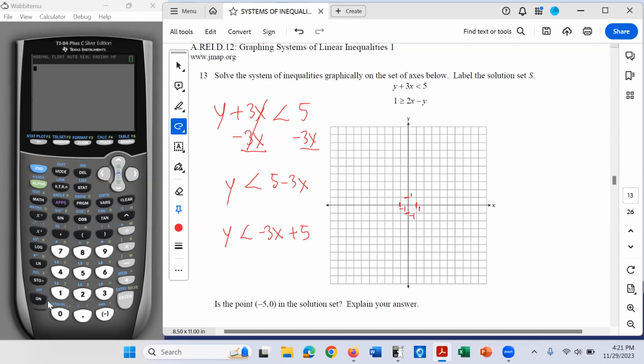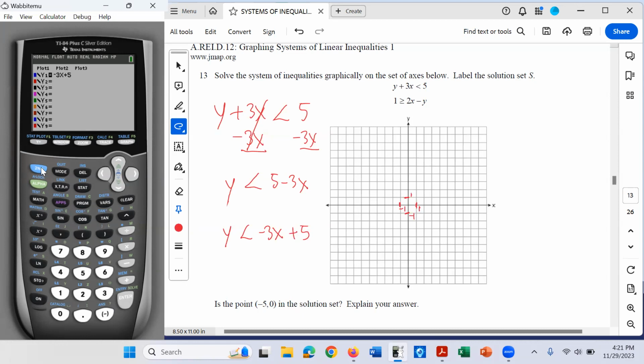So I got my calculator to the left. Make sure I turn that on. I'm going to click on y equals. Then I'm going to put this in. Negative 3x minus 5. So I use the negative at the bottom. Negative 3x. And then minus on the side. Well, excuse me, not minus. That's a plus there. Plus 5.